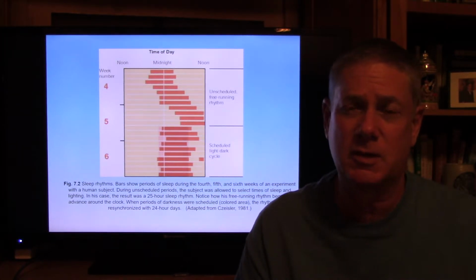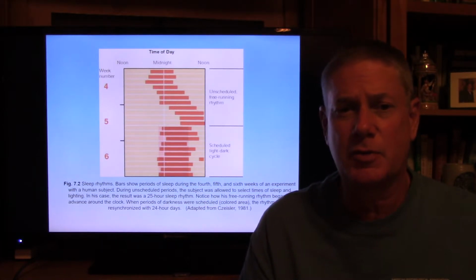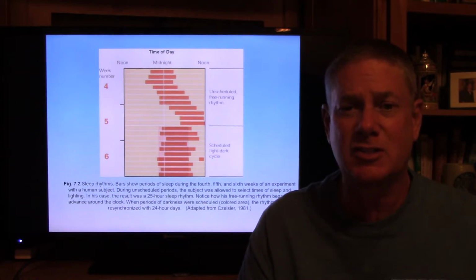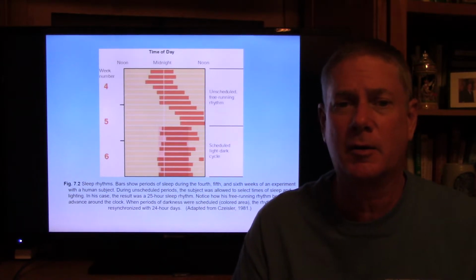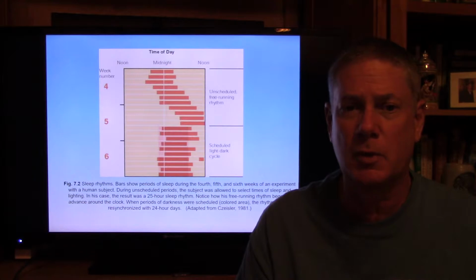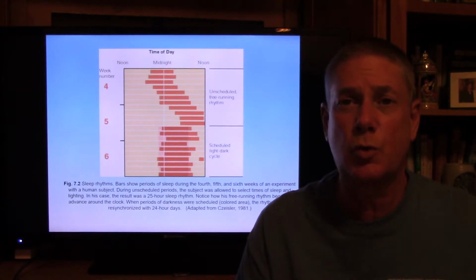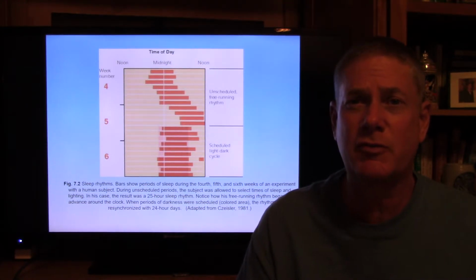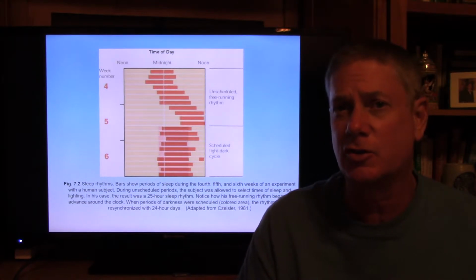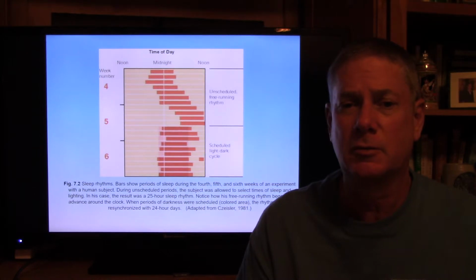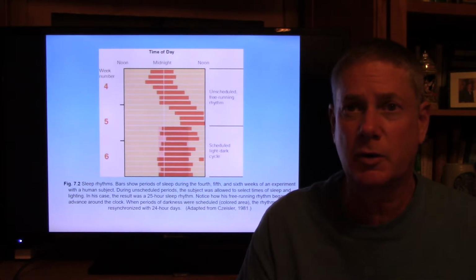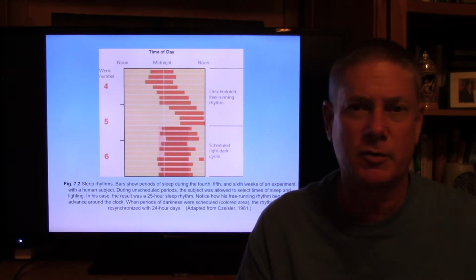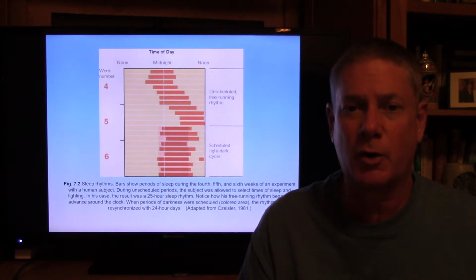free-flowing sleep rhythms. In experiments done with subjects allowed to actually select the times of sleep and lighting in their laboratory room, the result actually is a 25-hour sleep rhythm. So a bit of trivia here: humans actually work on a 25-hour sleep rhythm when allowed to choose when they want to go to bed and when they want to get up. In other words, having lighting on or off.